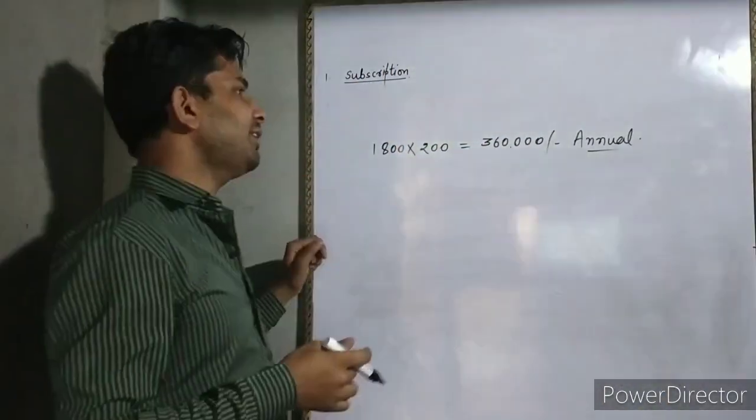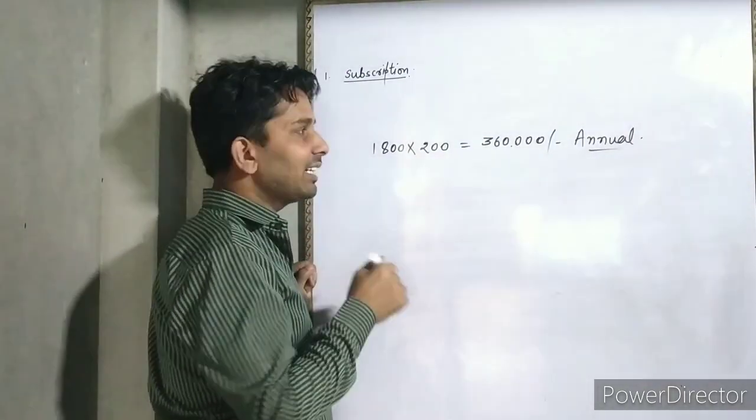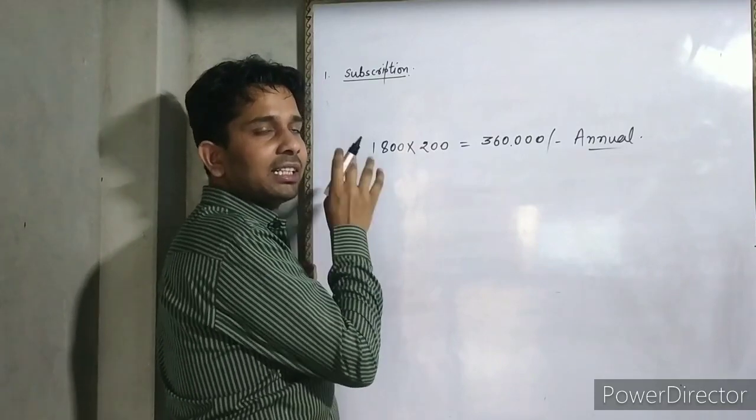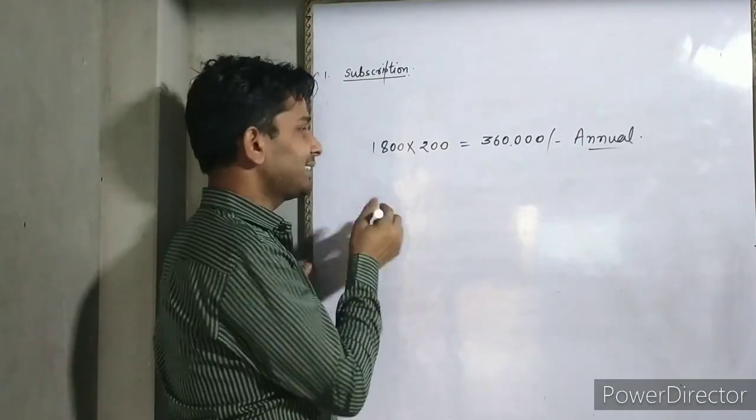How much have we received for the current year according to the question? The question is saying that we have received only 3,37,600.